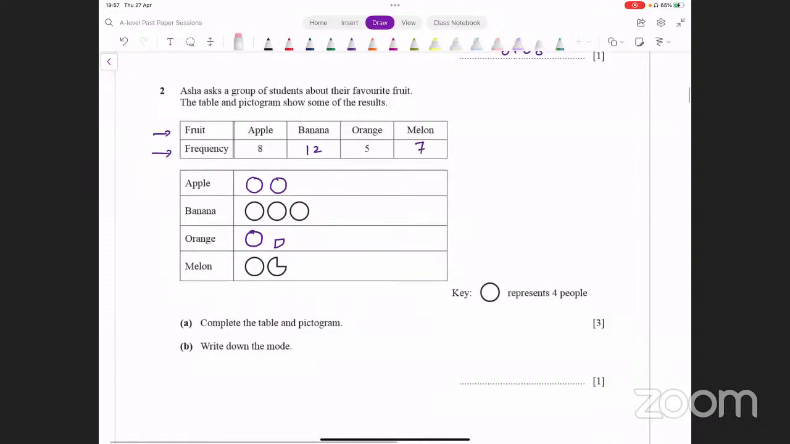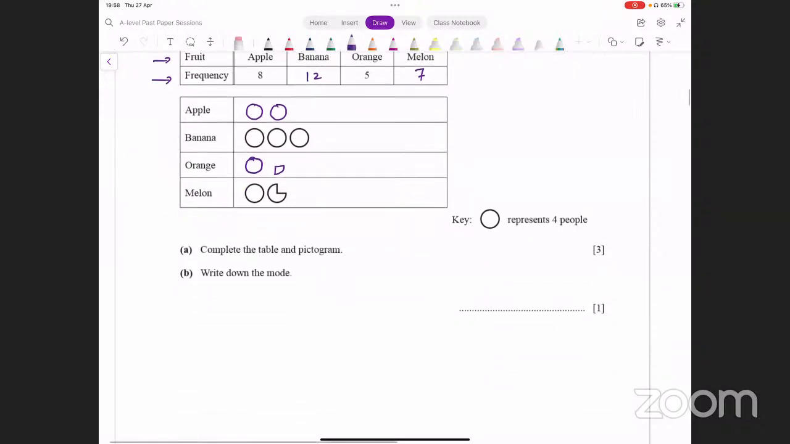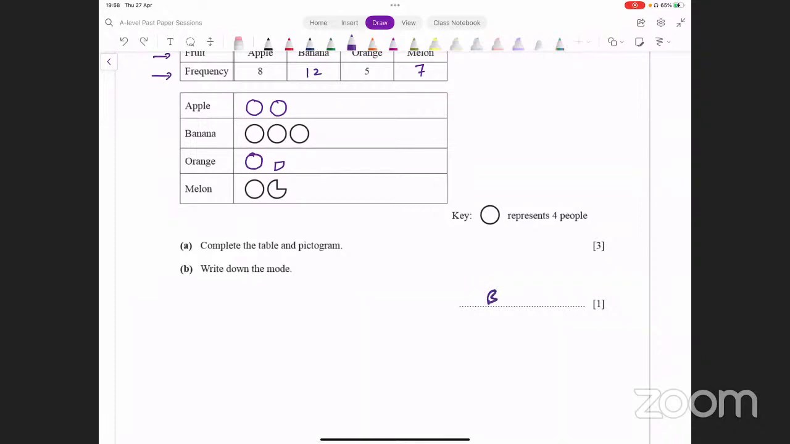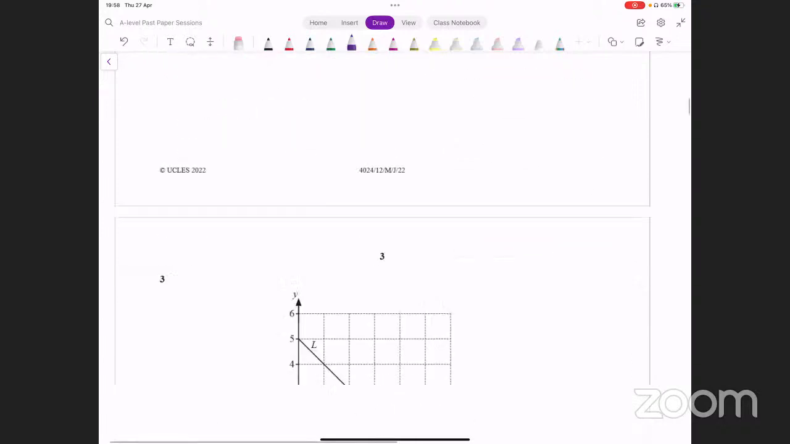In part B, it says write down the mode. Mode क्या होता है? The number, whatever the variable is that's repeated the most. यहाँ पे सबसे ज़्यादा frequency किसकी है? तो जिसकी भी सबसे ज़्यादा frequency है, that is going to be your mode. सबसे ज़्यादा frequency यहाँ पे हमारे पास banana की आ रही है. So the mode here is going to be banana. All right, so we write banana here, and that's our answer here. All right, let's move on.